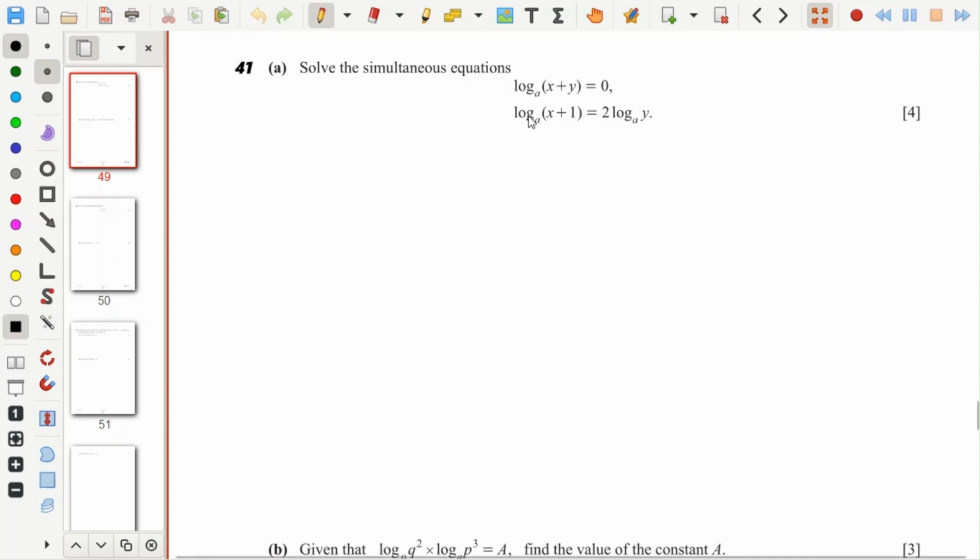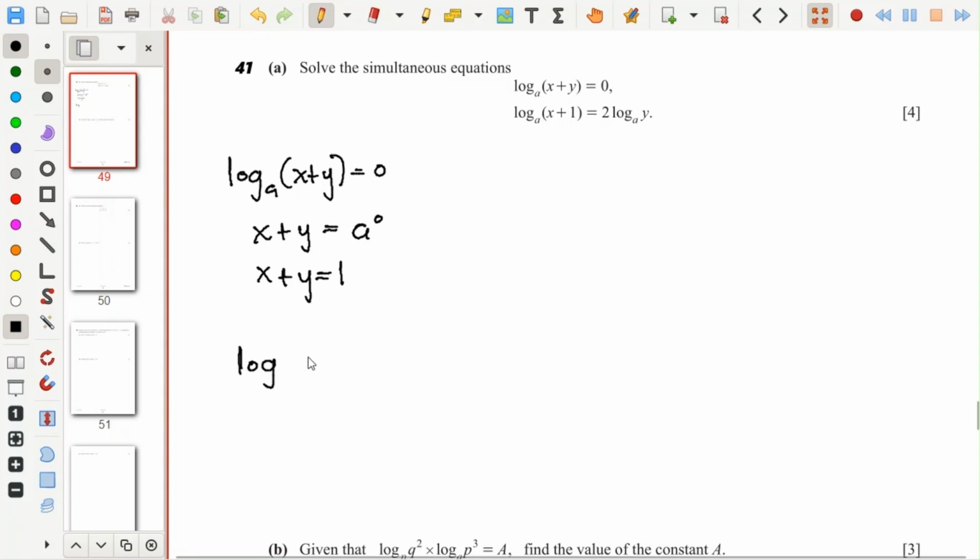Now we have log of x plus y to the base a is equal to 0. This one can be written as x plus y, the base will carry the power, so this is the same as 1. All right. Then we also have log of x plus 1 to the base a is equal to 2 log y to the base a.